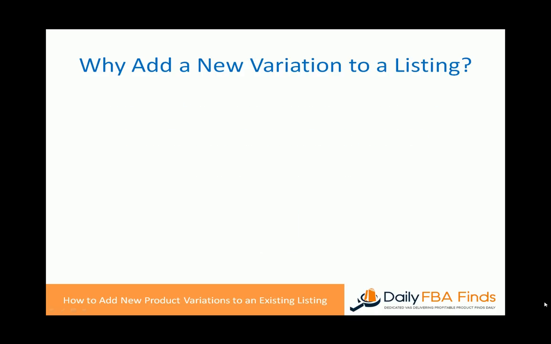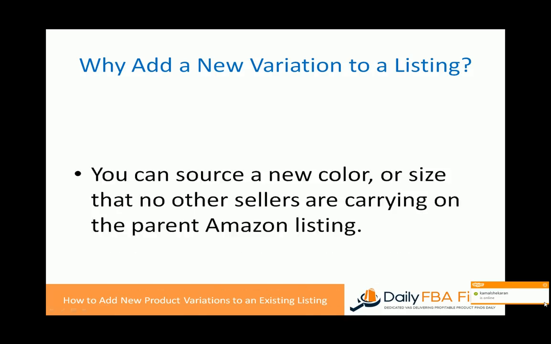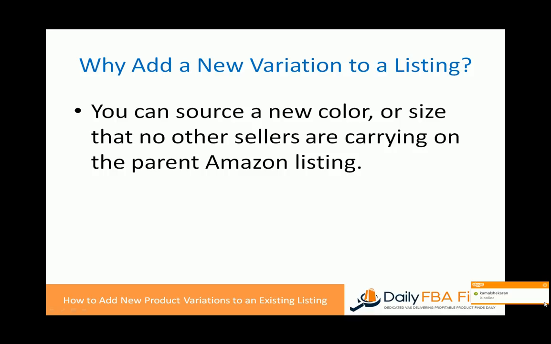So let's start out by asking why add a new variation to a listing. This is actually pretty common to do when you're sourcing. The reason is oftentimes you're going to find an item that already has a listing on Amazon, but not for the color or, let's say, the size you have. For example, you might find some shoes, and up there on Amazon you find the black shoe, the white shoe, and the red shoe, but they don't have the blue shoes up there yet. And there's no inventory for that.